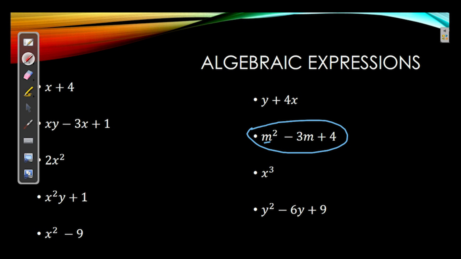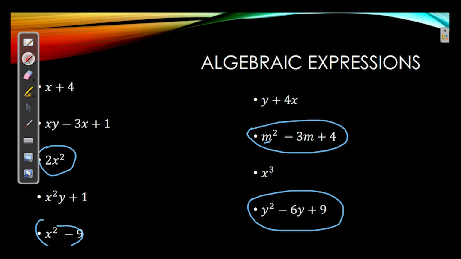And again, there's also this second expression here. The second expression still follows the same exact format of what a general quadratic expression would look like. It's just that we're using the variable y. Now you might look across here and you might notice we have an expression 2x squared. We also have x squared minus 9.